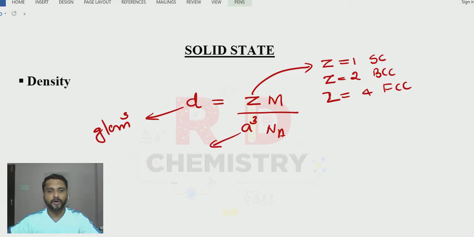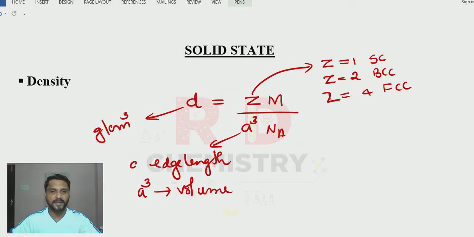a stands for the edge length, right? Now, edge length can be given in terms of meter, centimeter, picometer, all those units, wherein a cube altogether stands for the volume, side into side into side. N A stands for Avogadro number, you know that it is 6.022 into 10 to the power 23.